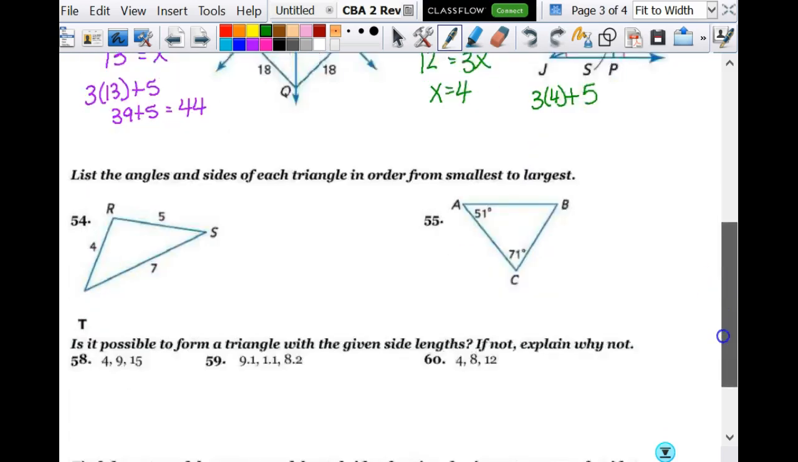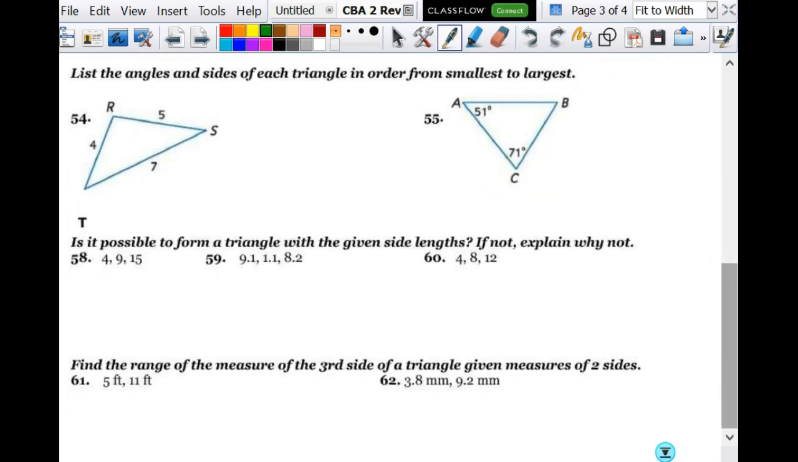All right, we're going to list the angles and sides of each triangle in order from smallest to largest. Obviously, I don't really have to worry about listing these sides. We can see that. In this case, I really want to list the angles. So smallest angles across from shortest side. My shortest side is 4, which means my smallest angle is S. My next smallest angle is T. He tried to escape, but he really belongs up there. And then that leaves angle R.